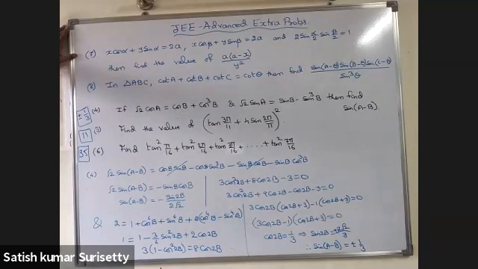Next, seventh: x cos alpha plus y sin alpha equal to a, x cos beta plus y sin beta equal to a, and 2 sin alpha by 2 sin beta by 2 equal to 1. Then find the value of a into (a minus x) upon y square. Eighth: in triangle ABC, cot A plus cot B plus cot C equal to cot theta. Then find the value of sin of (A minus theta) sin of (B minus theta) sin of (C minus theta) upon sin cube theta.